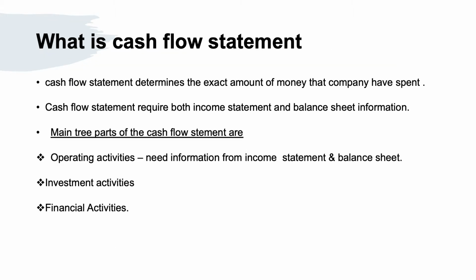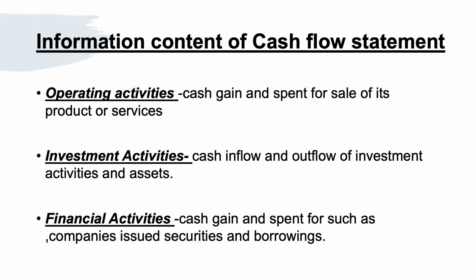So what is the cash flow statement? Cash flow statement demonstrates the exact amount of money that the company has spent throughout the period. Also, this requires both income statement information and balance sheet information to prepare the cash flow statement. And it has three main components: operating activities, investment activities and financial activities.